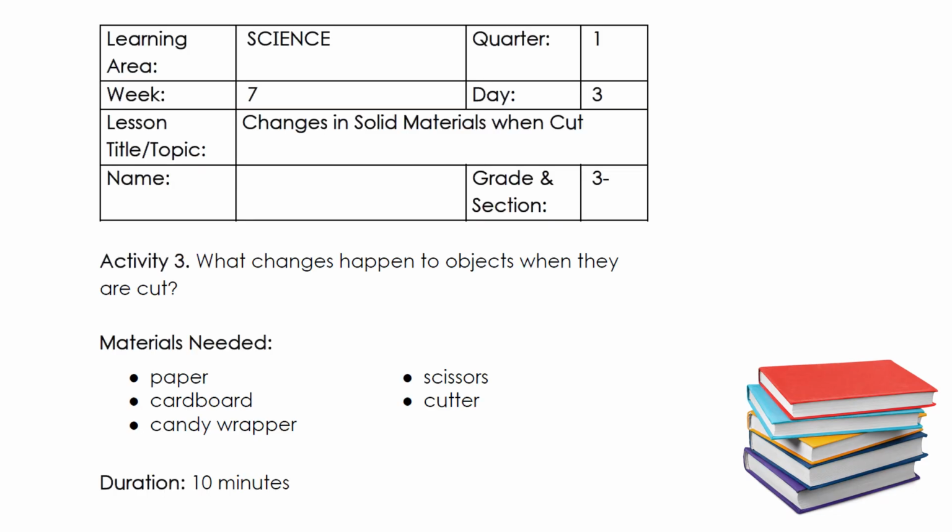This is our activity. Activity number 3. What changes happen to objects when they are cut? Materials needed: paper, cardboard, candy wrapper, scissors, and cutter. You only have 10 minutes to do the activity.